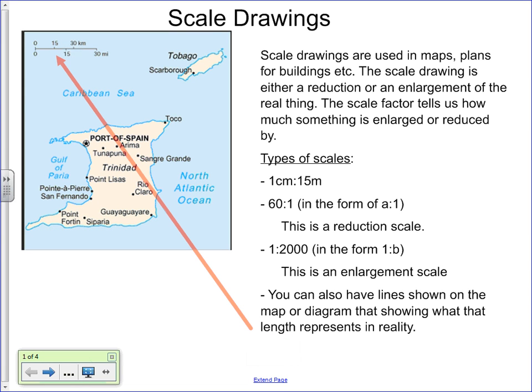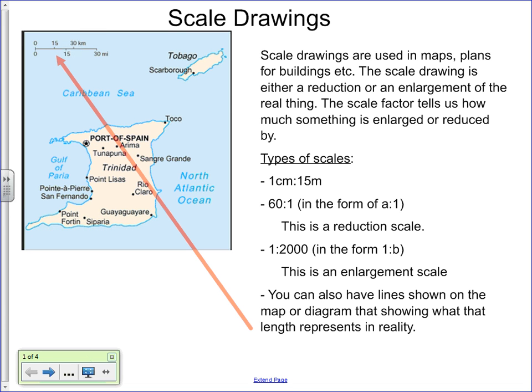So we're talking about scale drawings, which are an application of ratios. The idea of scale drawings is that the drawing and what it represents are in a fixed ratio. So it's an accurate representation of that thing. So, for example, a map. That's the most common example of a scale drawing.